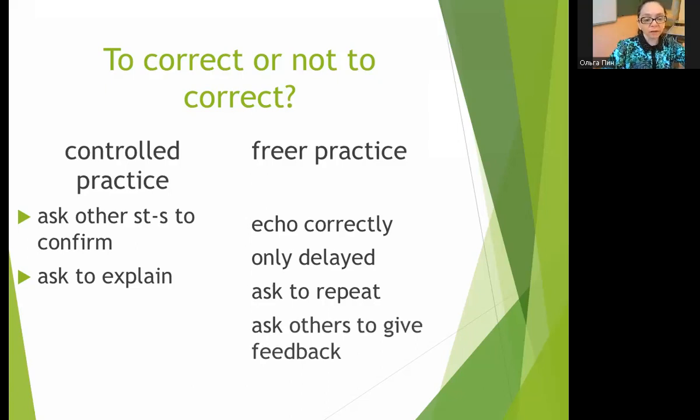Or you can ask other students to give feedback. This is, by the way, a good way of giving a reason for listening. You can say to the students, while Marsha is telling us about her most frightening experience ever, listen carefully, note the mistakes, and afterwards I'll ask you to correct.